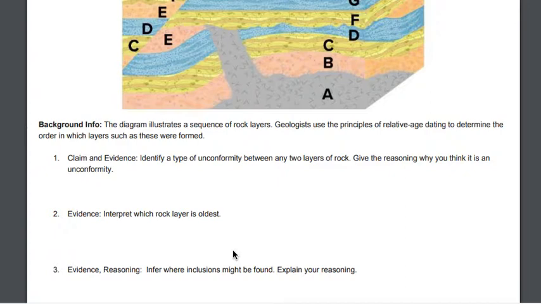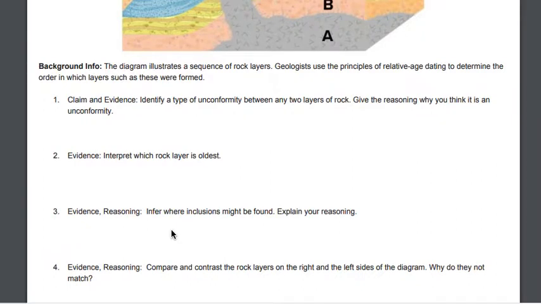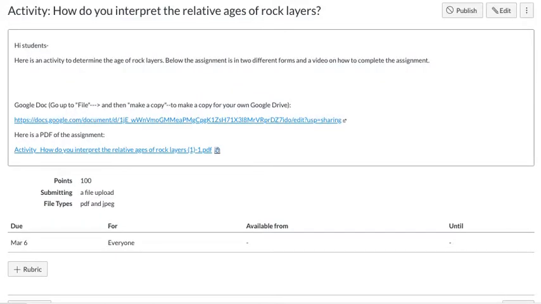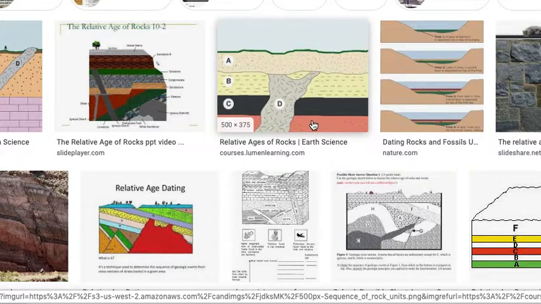The next question is, interpret which rock layer is the oldest. We talked about the law of superposition, where the older layers are always going to be on the bottom, unless sometimes you have something like an intrusion. I have a picture here that I want to show you. Normally, you're not sure if D, this gray intrusion, or the red layer is older. The red layer is going to be older because the intrusion cut through it afterward. So the layer of rock is always older than the intrusion that cut through it.